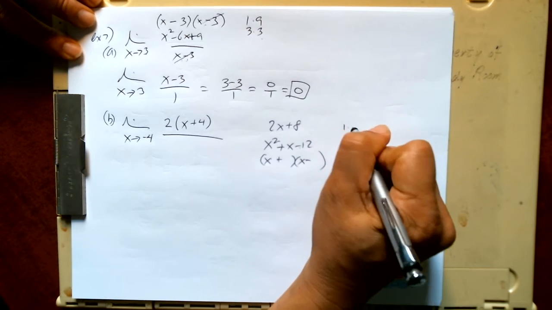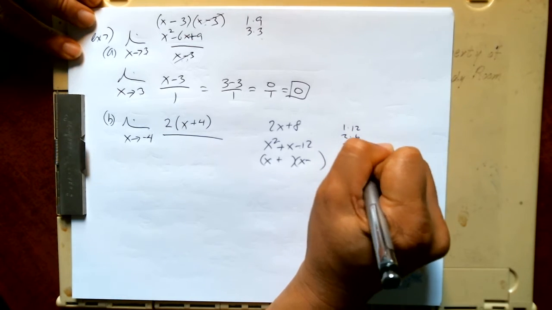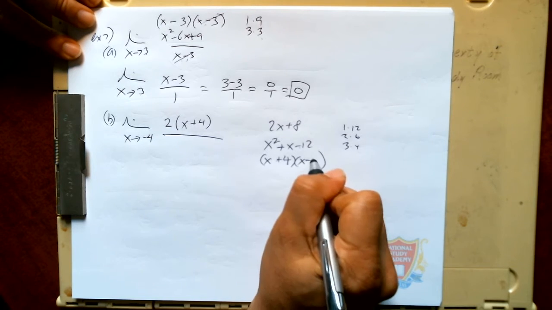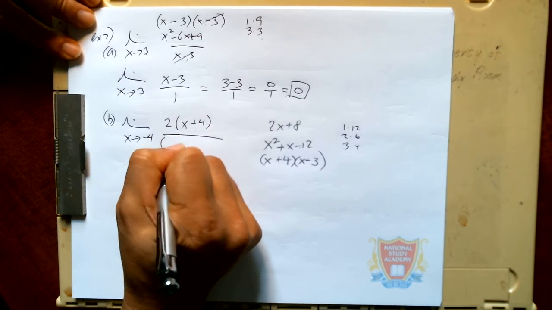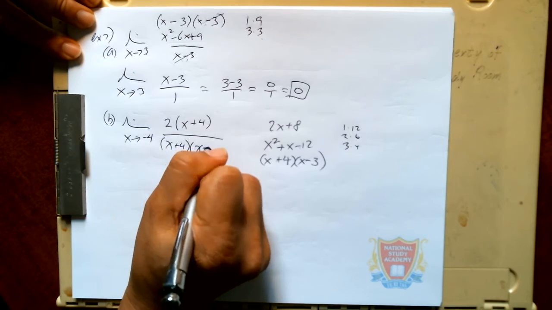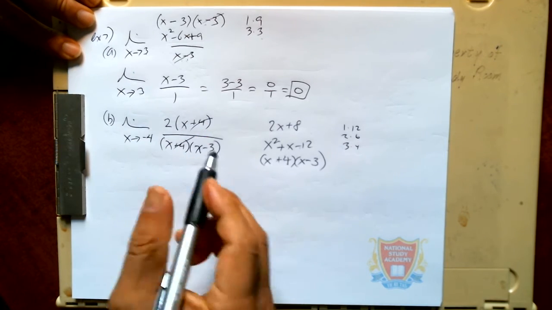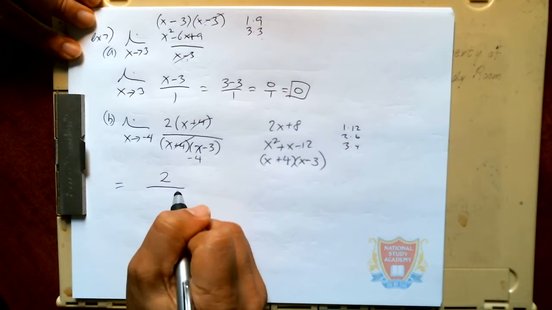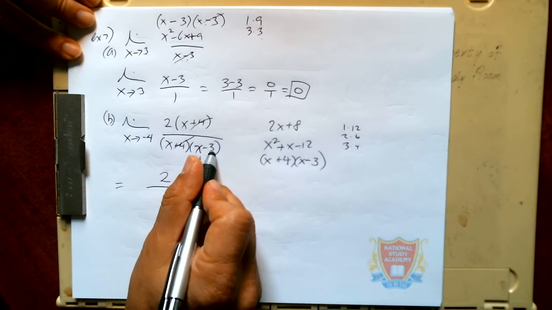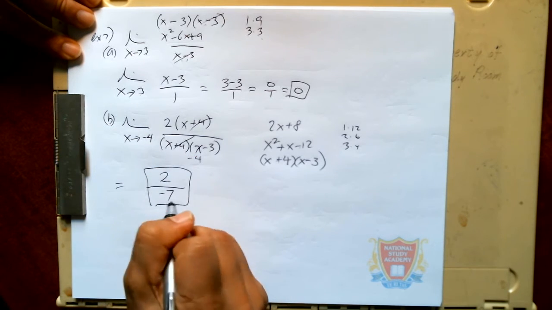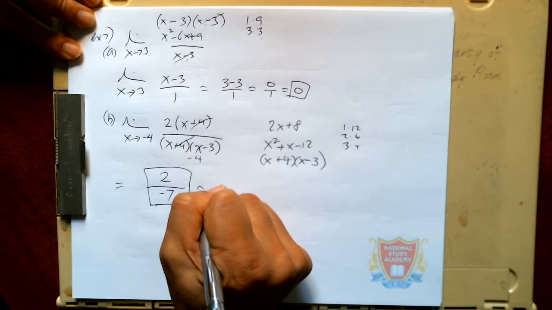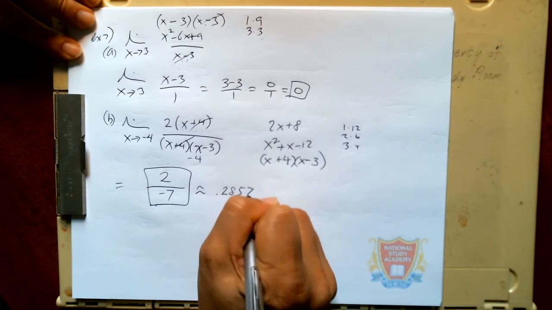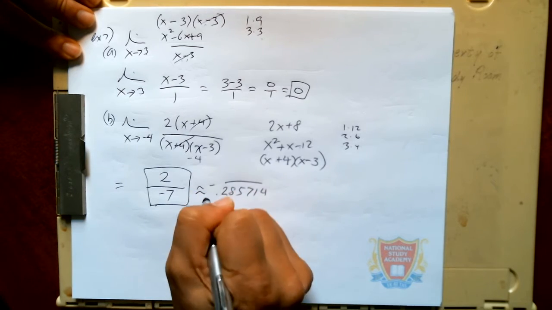And the factors of 12 are 1 times 12, 2 times 6, 3 times 4. And it's going to be 3 and 4. The 4 is going to go with the plus and then the 3. So (x plus 4) times (x minus 3), and these cancel out. Now you can plug in negative 4. 2 on the numerator, negative 4 minus 3 is negative 7, negative 2 sevenths, which is approximately negative 0.285714. And there it is.